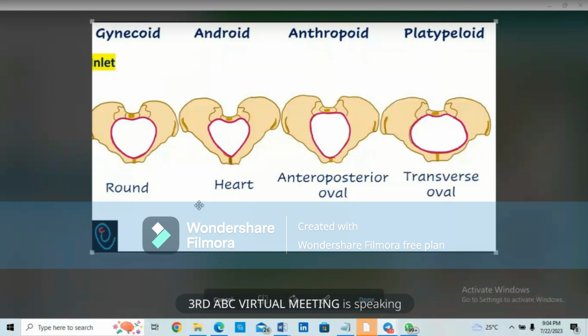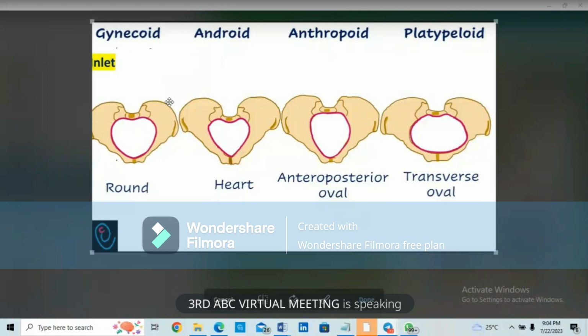Alright, so that's very important. So the question now is, what is the normal pelvis in females? Usually the normal pelvis in females is the gynecoid pelvis. This pelvis usually has a pelvic inlet that is round or oval in shape. Usually oval in shape. That's the usual shape of this gynecoid pelvis.